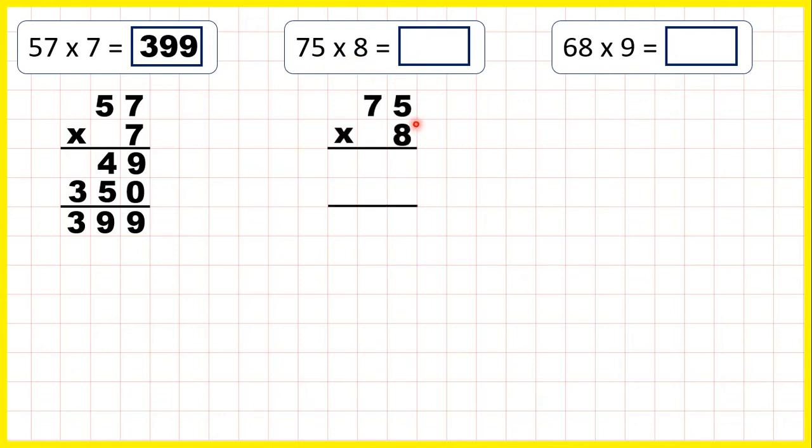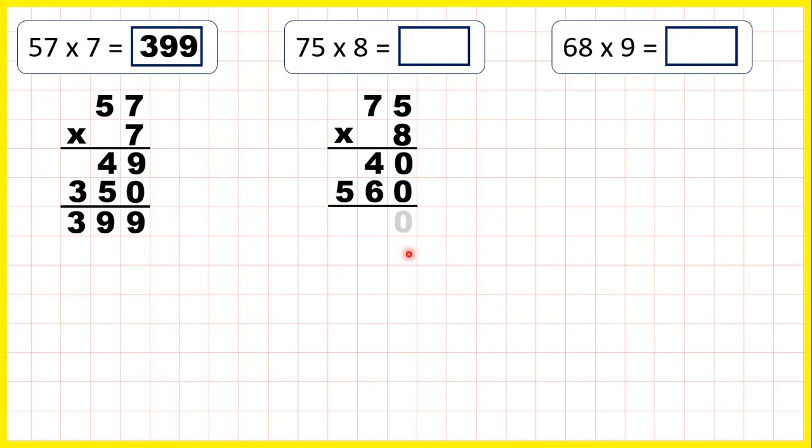Now 75 times 8. So we set the question out in the same way and we start by multiplying our ones. 5 times 8 is 40. Then again, really important that we remember a 0 in our second answer line because we're multiplying by the 7 that's in our tens. So now 7 times 8 is 56, and we can add up our answer lines.